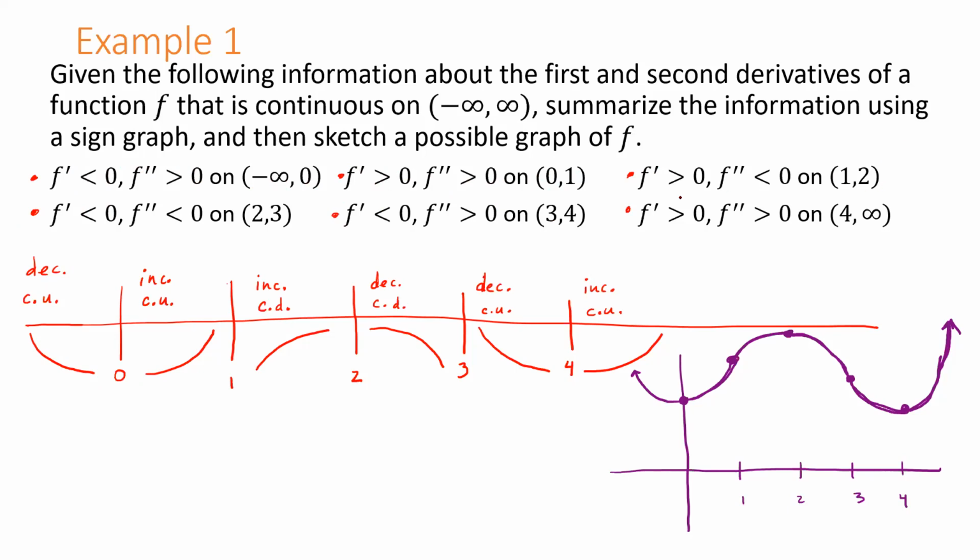From 1 to 2, it's increasing and concave downward, so it'll look something like that. Here it's decreasing and concave downward, so it'll look more like this. And then here it's decreasing and concave upward, so it looks something like this. And then the last one is increasing and concave upward, so it looks curving upward like that. And so the actual graph here might have some shape that looks kind of like this, putting all those pieces together.